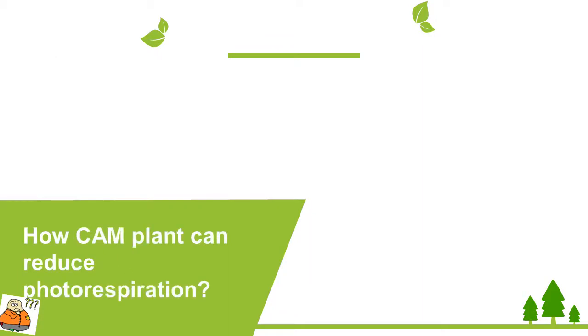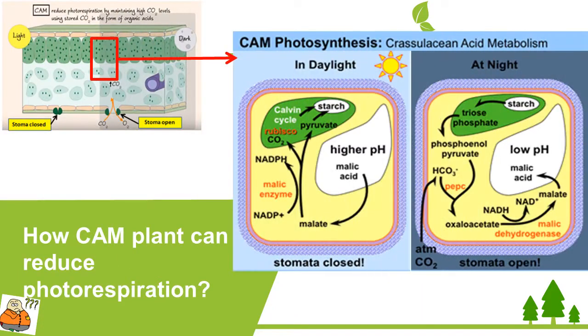How can CAM plants reduce photorespiration? Use the zoomed-in picture of the mesophyll cell to explain the process. During the night, when the stomata are open, carbon dioxide is picked up by the enzyme PEP carboxylase and attached to the PEP molecule, phosphoenolpyruvate, which results in the formation of the molecule oxaloacetate.